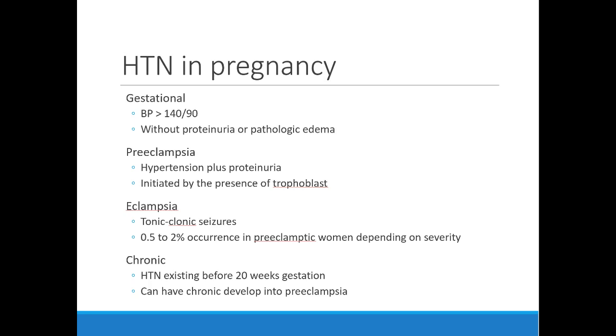Hypertension in pregnancy. So gestational hypertension is usually defined as 140/90 without proteinuria or pathologic edema. Once you get to that point, you're looking at preeclampsia. After preeclampsia, eclampsia would be hypertension with tonic-clonic seizures associated. It's pretty rare to get to that, but certainly you can.